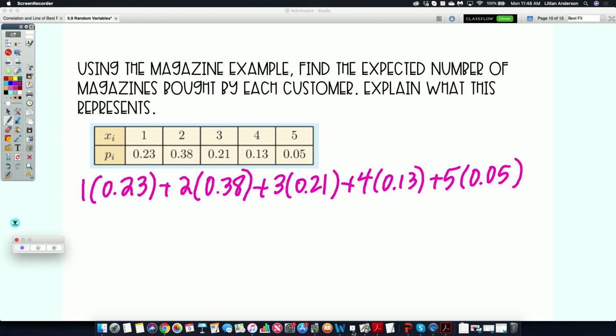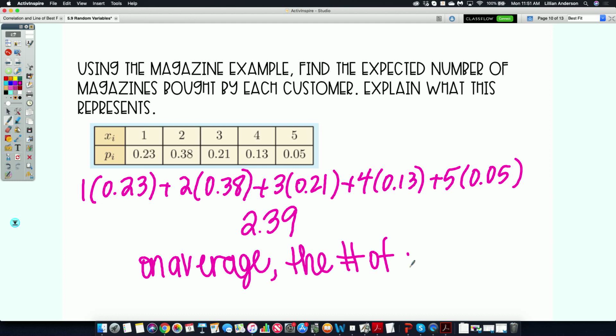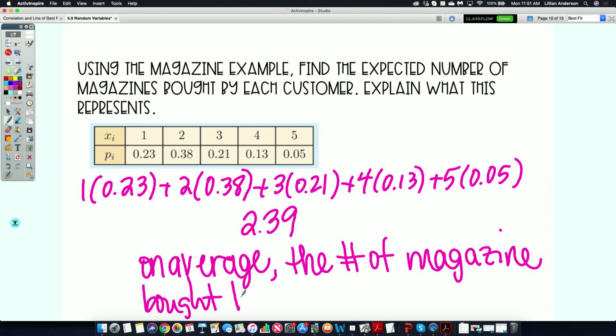Tell me what my expected number of magazines bought. So what is the number? 2.39. Did you run correctly or did it stop at 9? Okay. So what does this mean? That means that on average, okay, because remember expectation also means mean means average. So on average, the number of magazines bought by customers is 2.39.